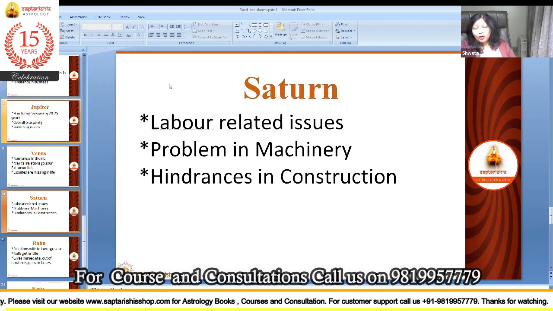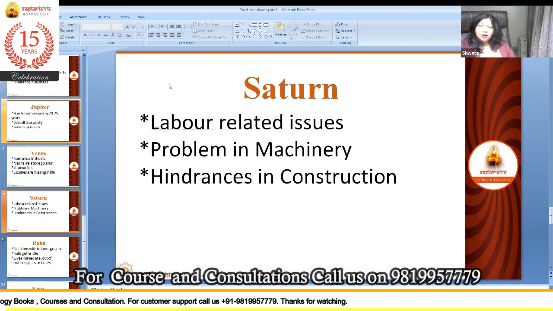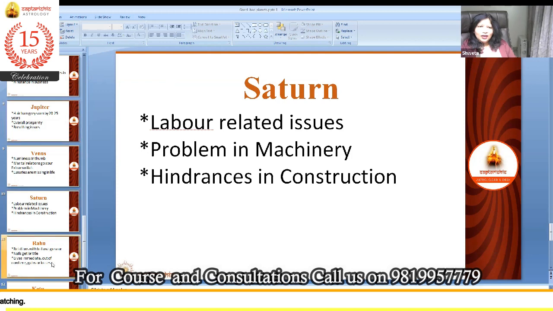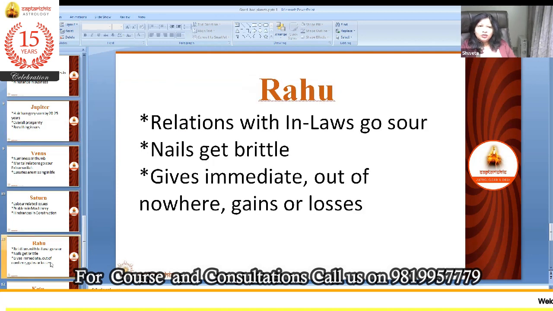And all those people who do not have a factory, because it's absolutely not possible for all of us to have a factory, but we have cars, right? We have our automobiles, scooter, bike, cars, and they give you frequent problems. Every now and then you need to go to the mechanic. You know that your Saturn is giving you the idea that please come and treat me. So treat Saturn. Okay. Now we are left with two shadow planets, which are Rahu and Ketu.